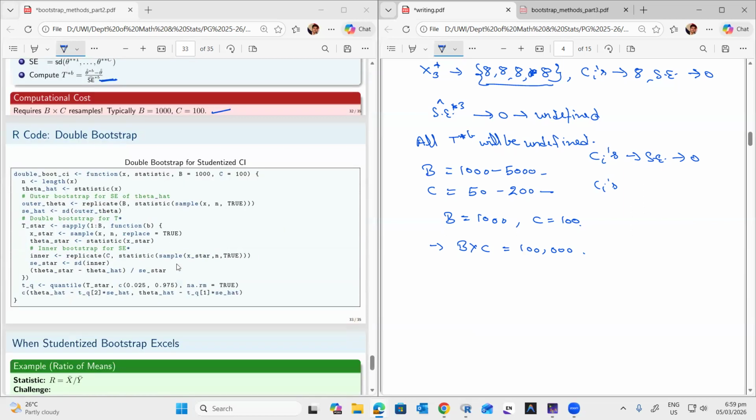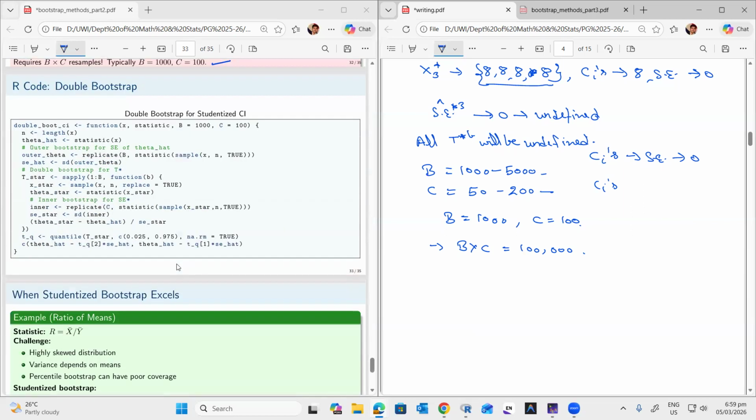All right, so now we will discuss the R code of the bootstrap. Do you have any doubt in this one, or should we proceed? Should we proceed with the R code? Okay, so we will proceed with the R code now.